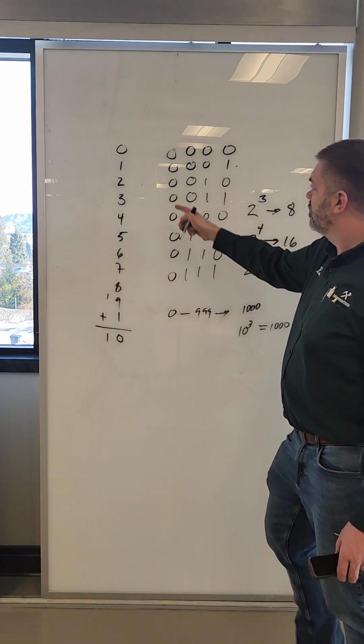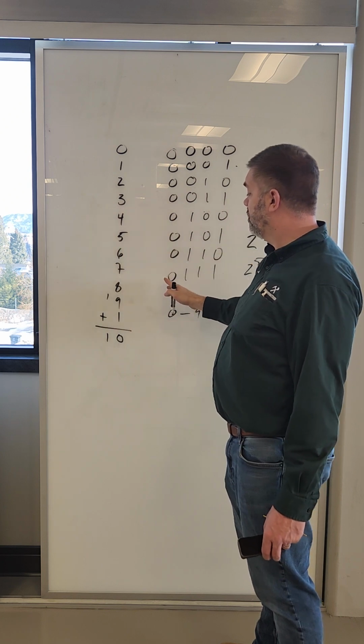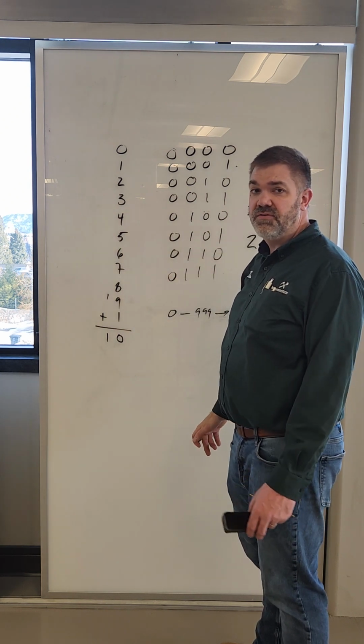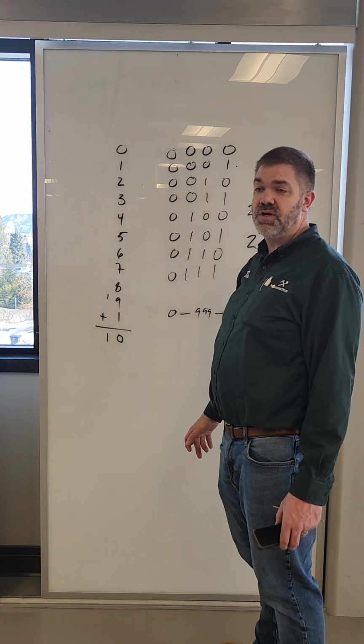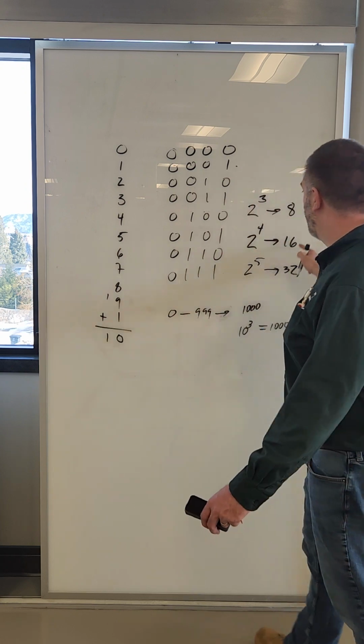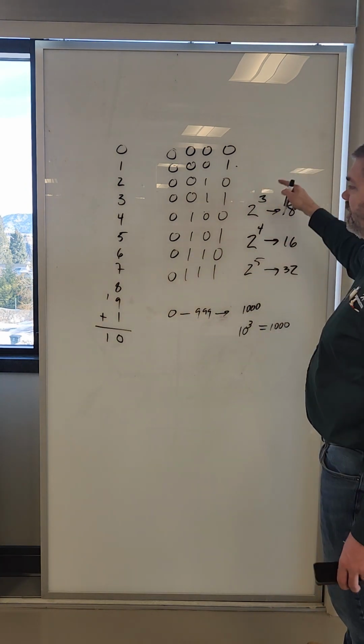If we look at this first column, and by the way, it keeps on going: 16, 32, 64, 128, 256, 512, 1024, 2048, 4096. These are all powers of 2. It goes back to this idea of powers of 2.